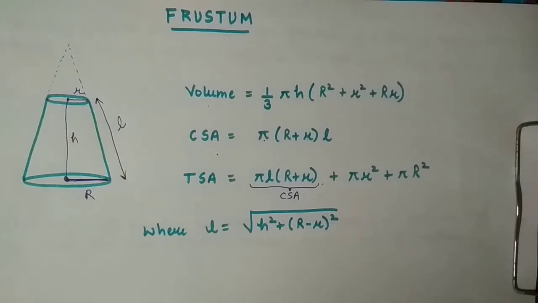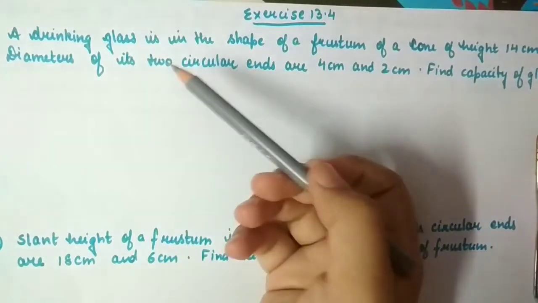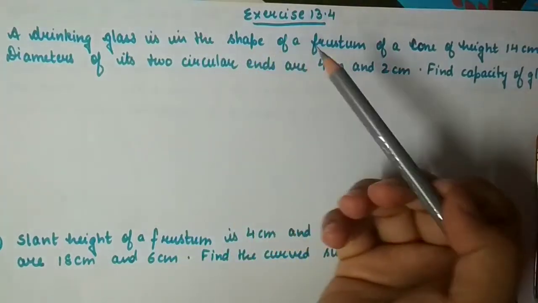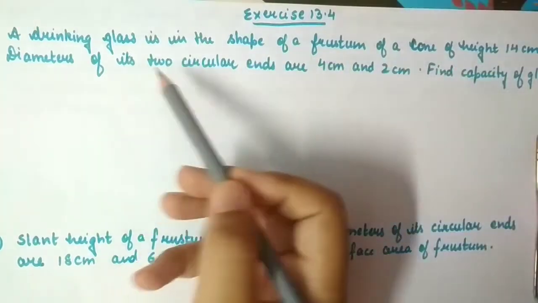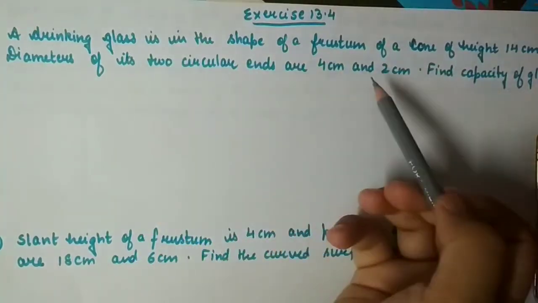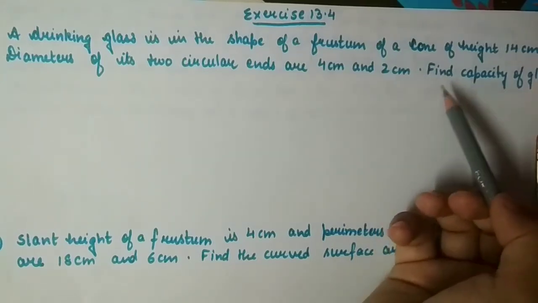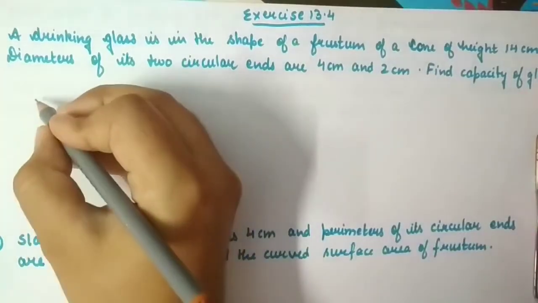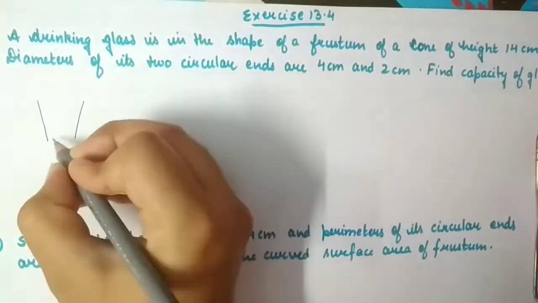Now let us move on to exercise 13.4. Now see the first question. A drinking glass is in the shape of a frustum of a cone of height 14 cm. Diameters of its two circular ends are 4 cm and 2 cm. We have to find the capacity of the glass. So glass looks like this, and this is a frustum.